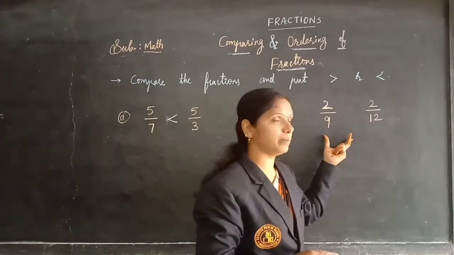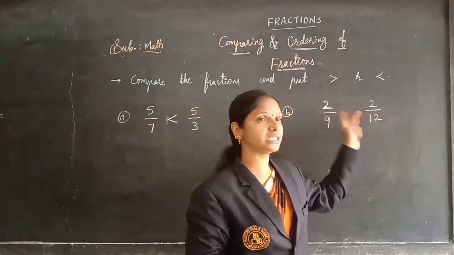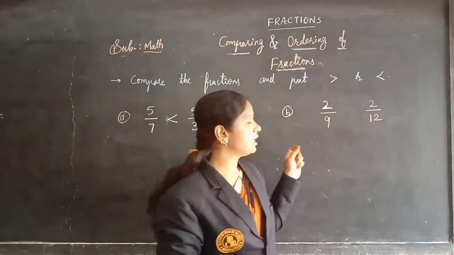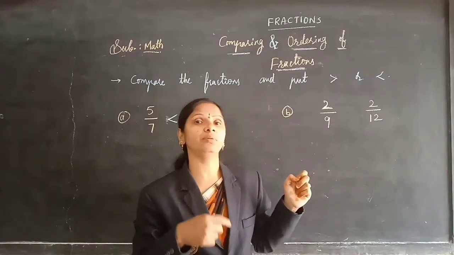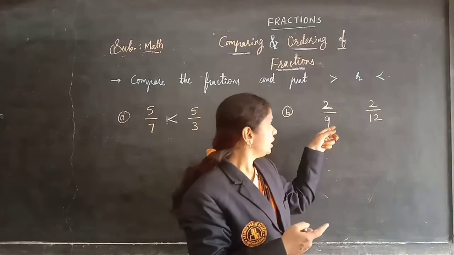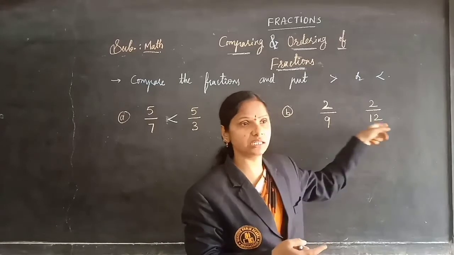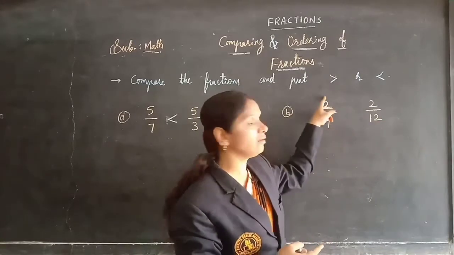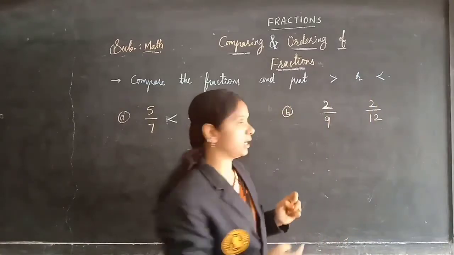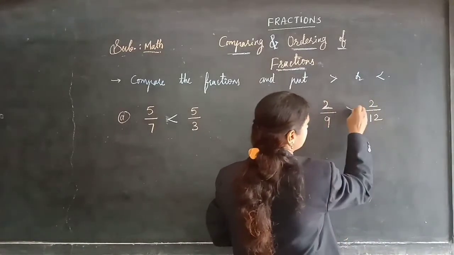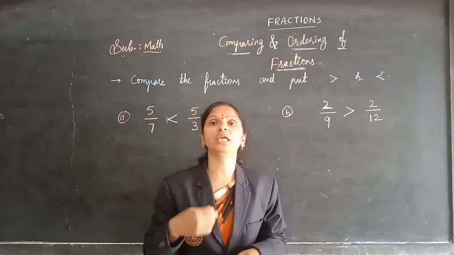And coming to this comparison here, 2 by 9 and 2 by 12. Here also, unlike fractions with the same denominator, the smaller denominator will be the bigger fraction. The bigger denominator will be the smaller fraction, okay? Here 9 is the smaller number and 12 is the bigger one in these denominators. It means the value of 2 by 9 will be the bigger and 2 by 12 will be the smaller. So 2 by 9 is greater than 2 by 12. You need to take its reverse here.